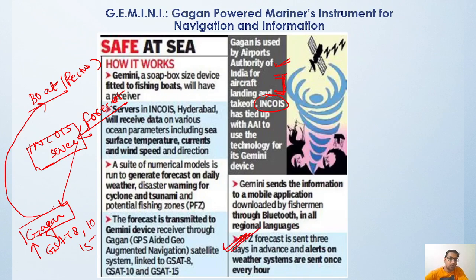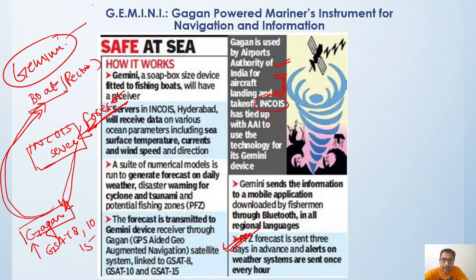So from the INCOIS server they will get a forecast. The forecast will be transferred to the Gagan satellite. The Gagan satellite will send it to the boat receiver, that is Gemini, and this Gemini will send it through Bluetooth to a mobile phone or a pad which has been linked with the fisherman's application.